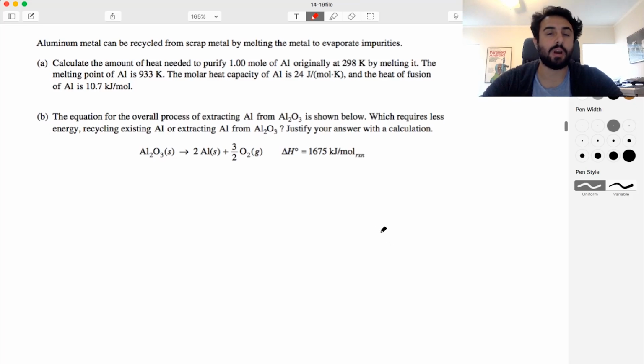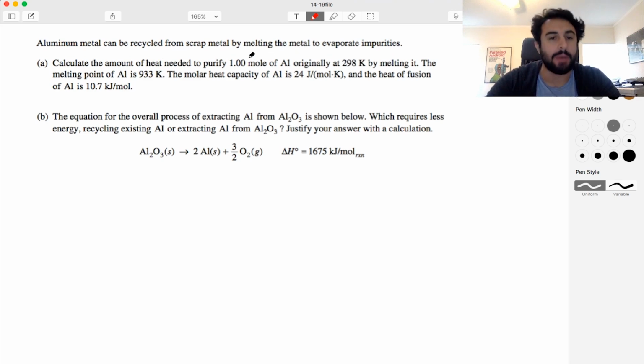Okay, we have a short problem here regarding heat and enthalpy. Aluminum metal can be recycled from scrap metal by melting the metal to evaporate impurities. So we've got some scrap aluminum and we can melt it down so we keep all the aluminum and the impurities evaporate away.